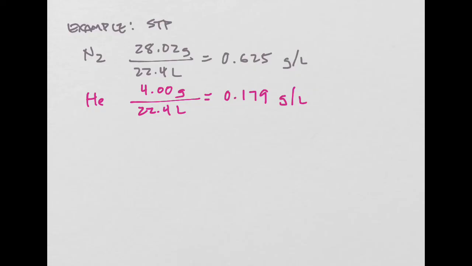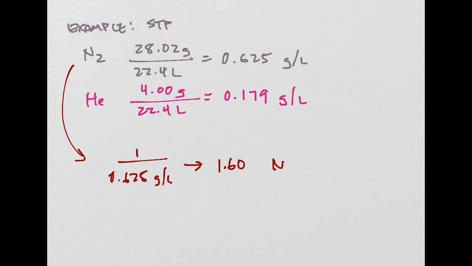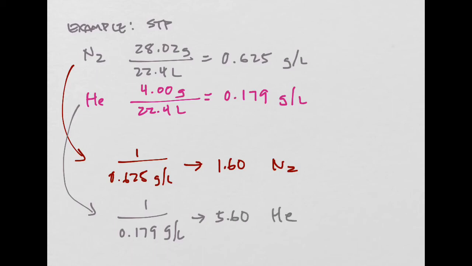So if I were to put 1 over the 0.625 grams per liter that I just generated moments ago, that's going to work out to be 1.60 for my value for N2. And then if I did the same thing for the helium, it would be 1 over 0.179 grams per liter, and that works out to be 5.60 for my helium.